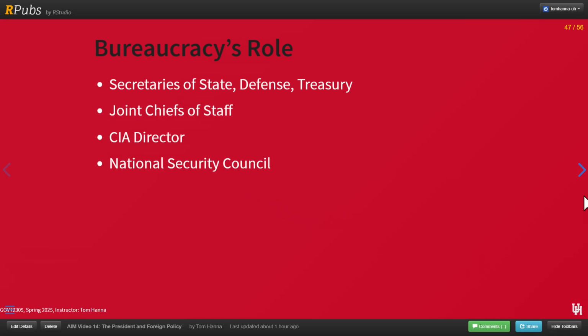The National Security Council is a group of security advisors who work for the president in the White House and the Executive Office Building and provide direct advice to the president. These are people who are chosen by the president who match his political goals and his foreign policy goals.